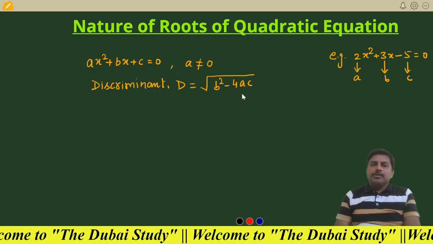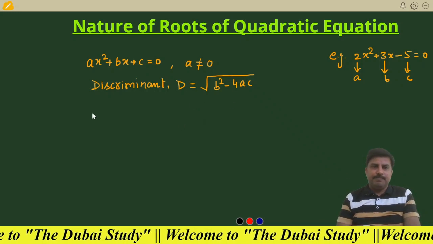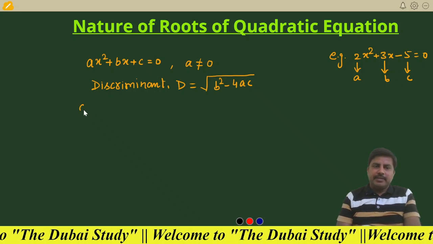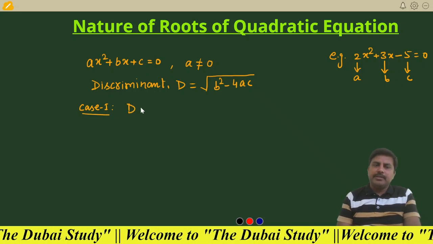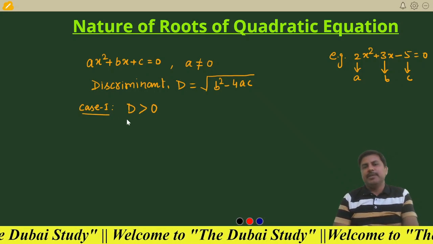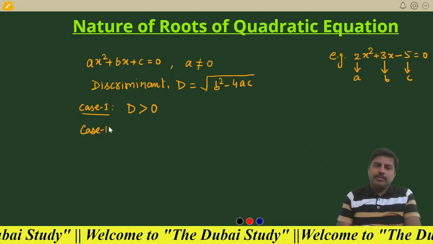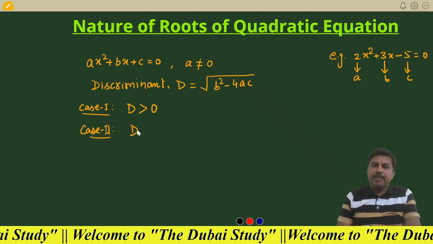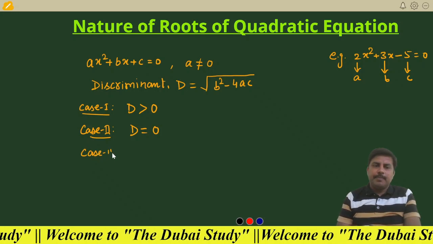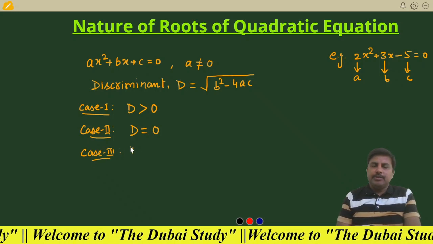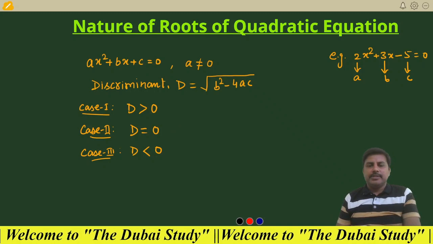So for finding the discriminant, we can have three possibilities. The first possibility I'm representing as case 1: the discriminant D is greater than 0. For case 2, it might be that your discriminant is equal to 0. And case 3 is that your discriminant is less than 0. Now, let's discuss all these three situations.